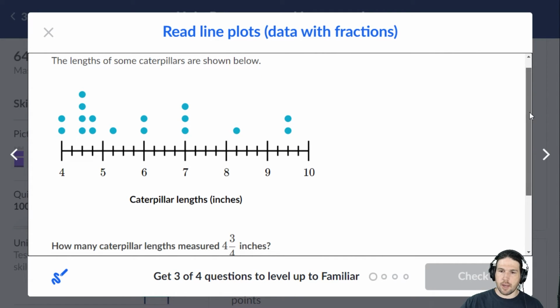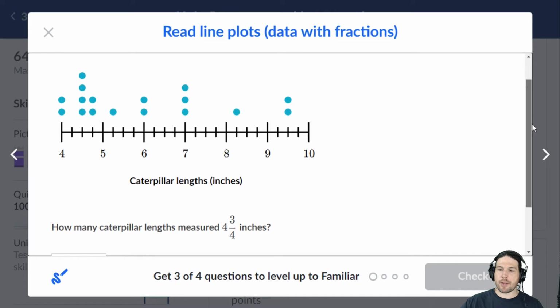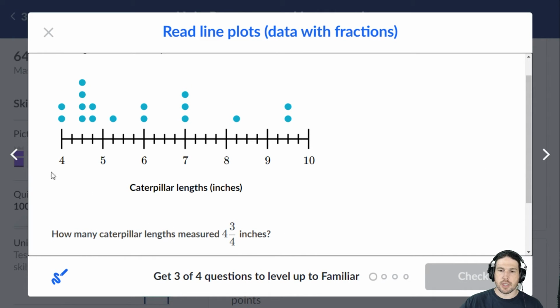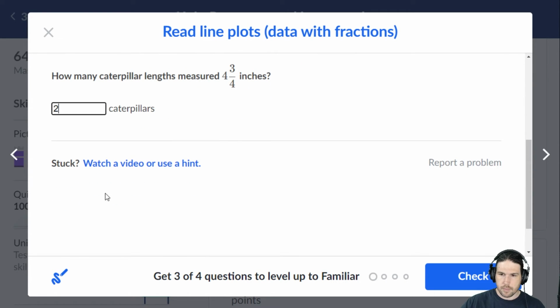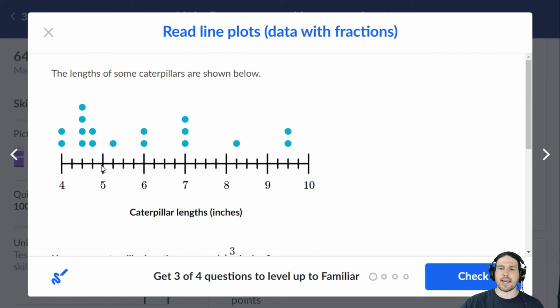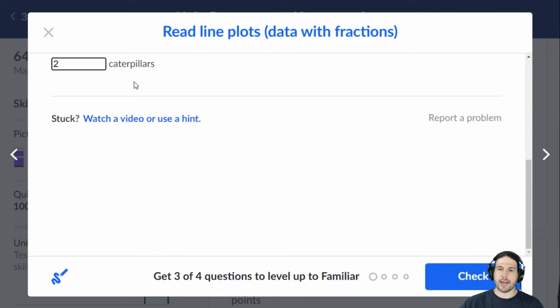We've got some lengths of caterpillars. How many measured 4 3/4 inches? Well, let's see. That's 4, 1, 2, 3/4. I see 2 caterpillars that are 4 3/4 inches. You could also think, hey, wait a second, this is 5 minus 1/4, which is also correct. You get the same 2 caterpillars either way.